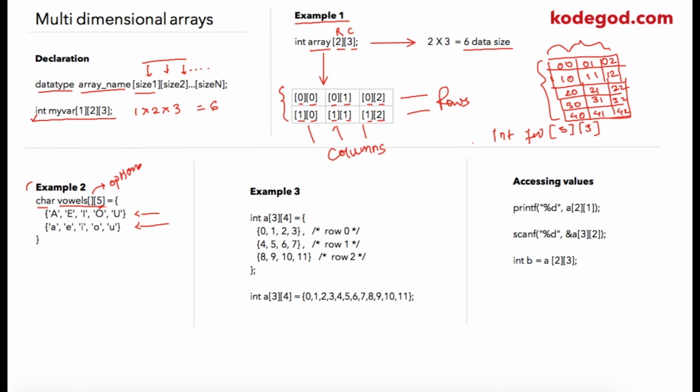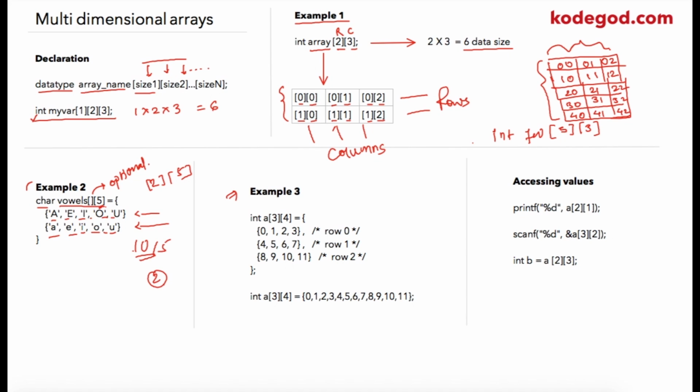Now, why is the first one optional? Because as we have initialized the array, the total data size is 10. Just by counting, you can identify that. So the total elements that we have specified are 10. So 10 divided by 5, you get 2. So the compiler will automatically understand that this array is of size 2 and 5.